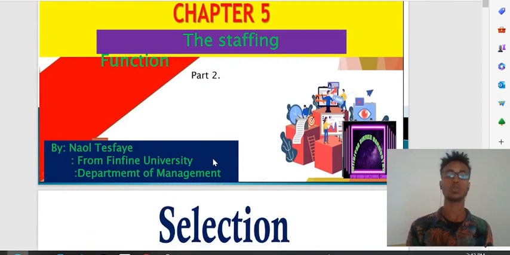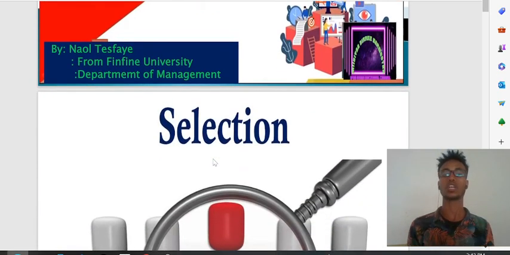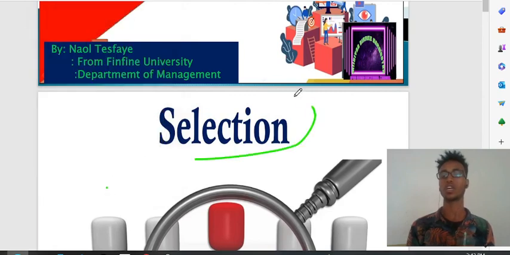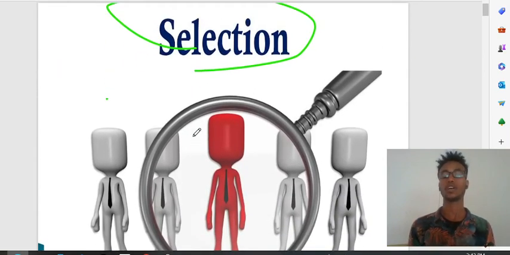Chapter 5 Part 2 covers selection. We will see together what that means, selection, and how we are going to perform the selection activity in an organization in order to fill the gap formed in our organization. In the first tutorial, chapter 5 part 1, we saw the meaning of recruitment and how we are going to assign the recruitment in one organization. Now we are going to see together the meaning of selection.